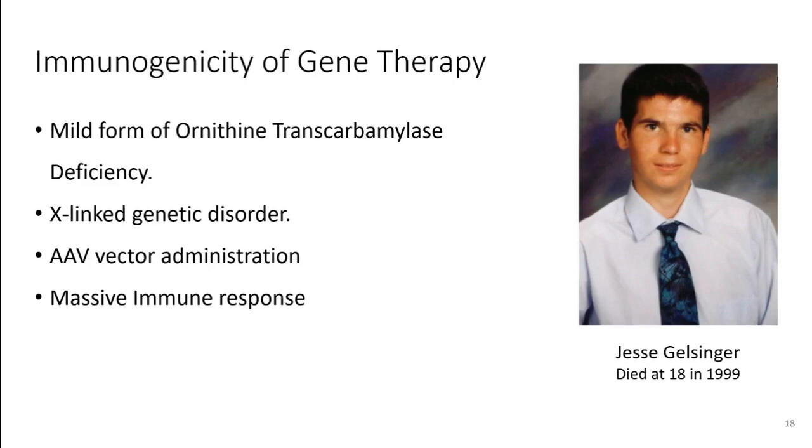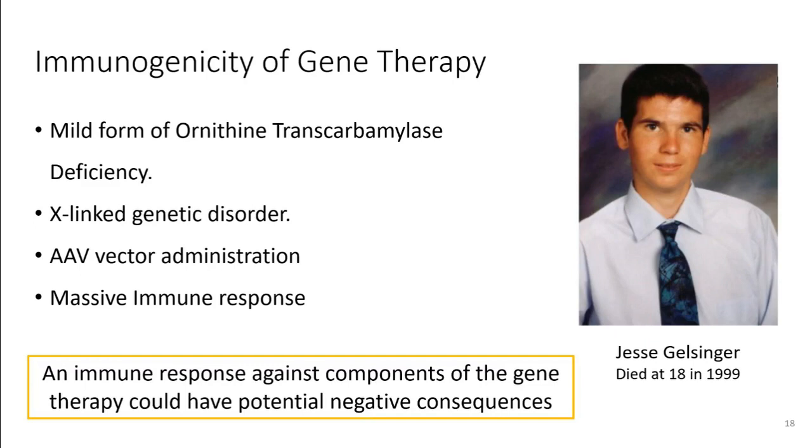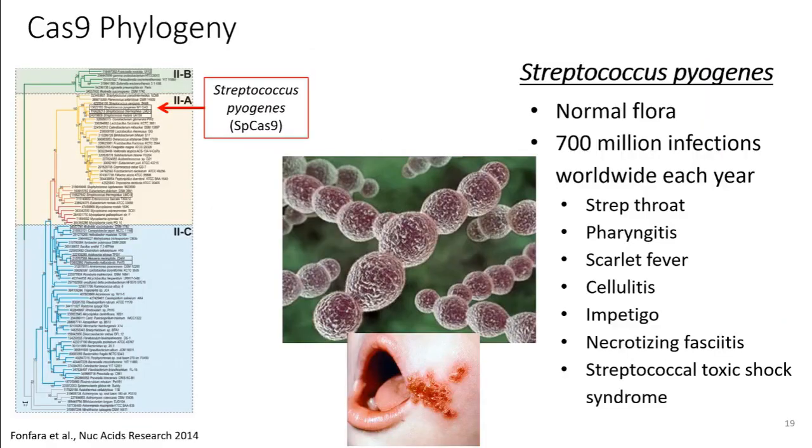There were many success stories of treating life-threatening genetic disorders. However, the whole field backed off when 18-year-old Jesse Gelsinger died of a massive immune response to the adeno-associated viral vector component of the gene therapy that he was administered to treat a mild form of an X-linked genetic disorder. Therefore, an immune response against components of the gene therapy could have potential negative consequences.